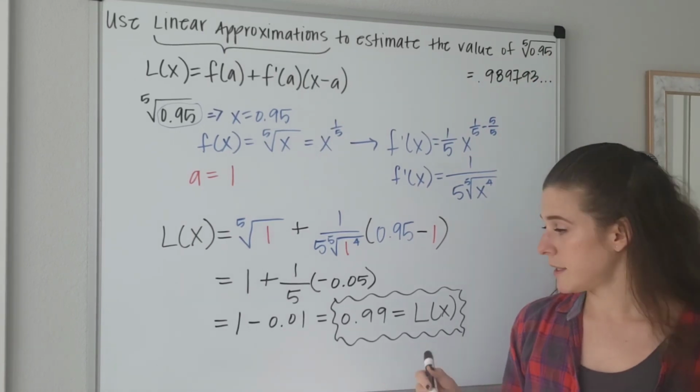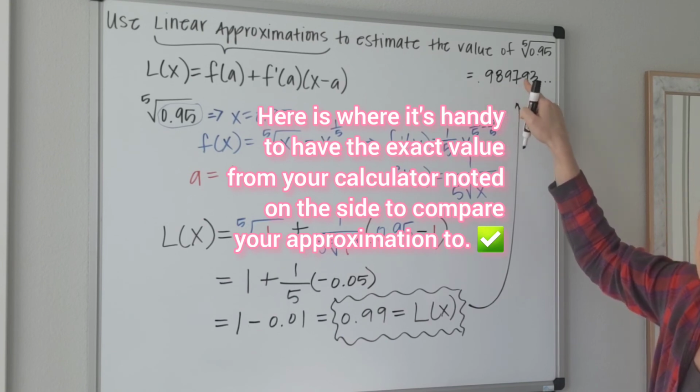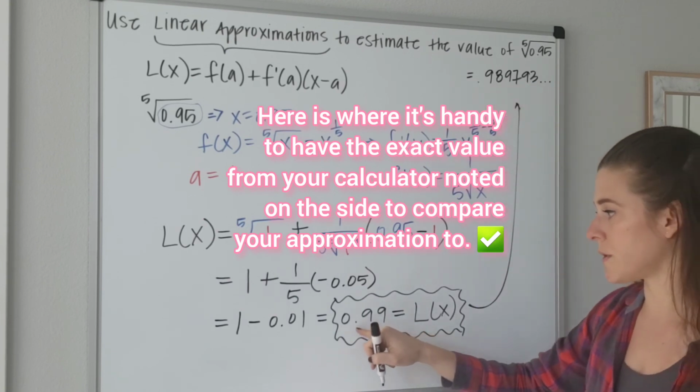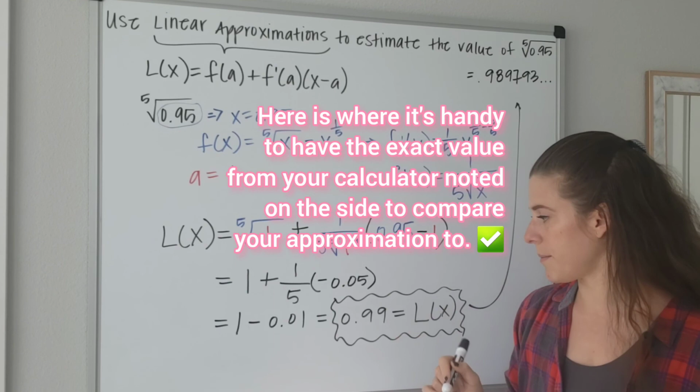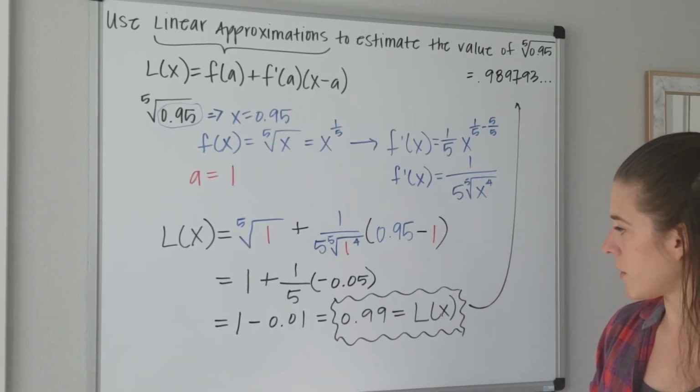And we know that this is probably right because looking up here, 0.9897 and so on is super close to that 0.99. It's not going to be exact, but we're approximating here. So that's how we're getting a close answer.